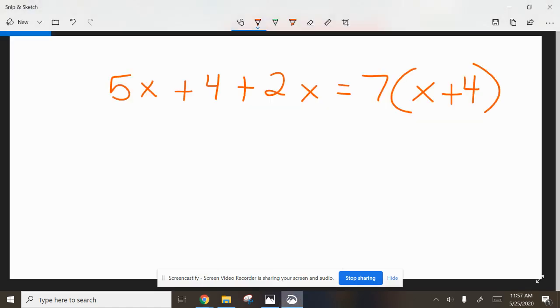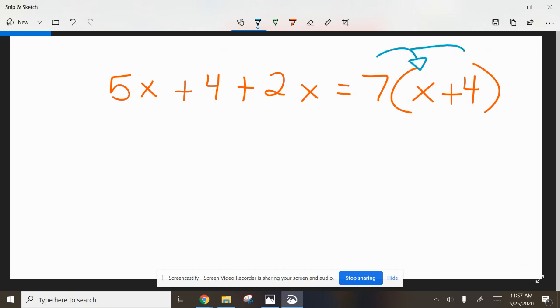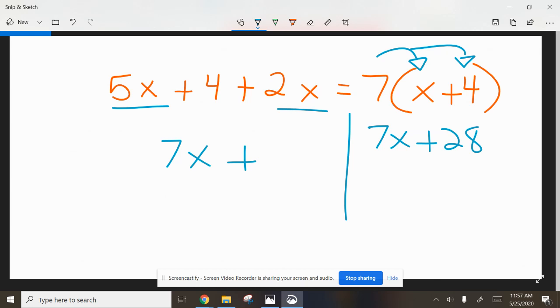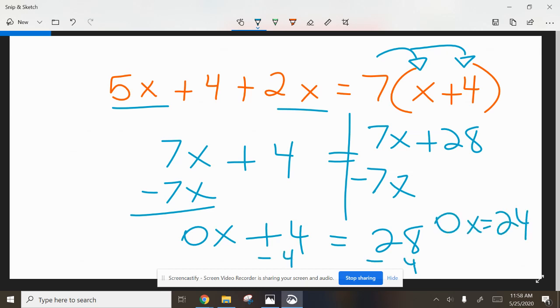All right, guys, go ahead and solve this one. Now, how is this going to work? What are you going to do first? So you're going to go ahead and distribute first. 7x plus 28. And then what do I do on this side? Can I combine like terms? 7x plus 4. Now I'm going to go letters to the left. 0x plus 4 equals 28. Subtract 4. 0x equals 24.